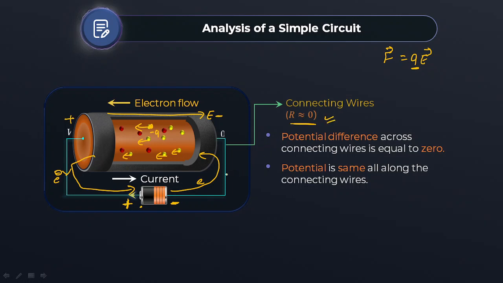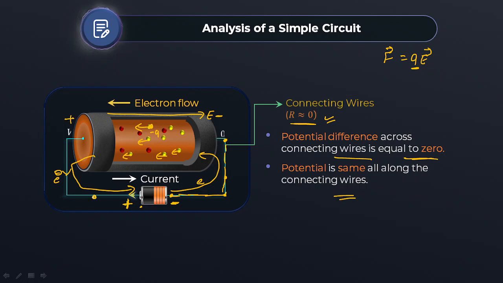So when the wire is connected, we assume that the resistance of these connecting wires is very negligible, so we consider the resistance as 0, right? Potential difference across a conducting wire is also equal to 0. Means at this point, up to this point, there is no other component, only connecting wire is there. So for all these points, potential difference will be 0, or potential will be the same, right?